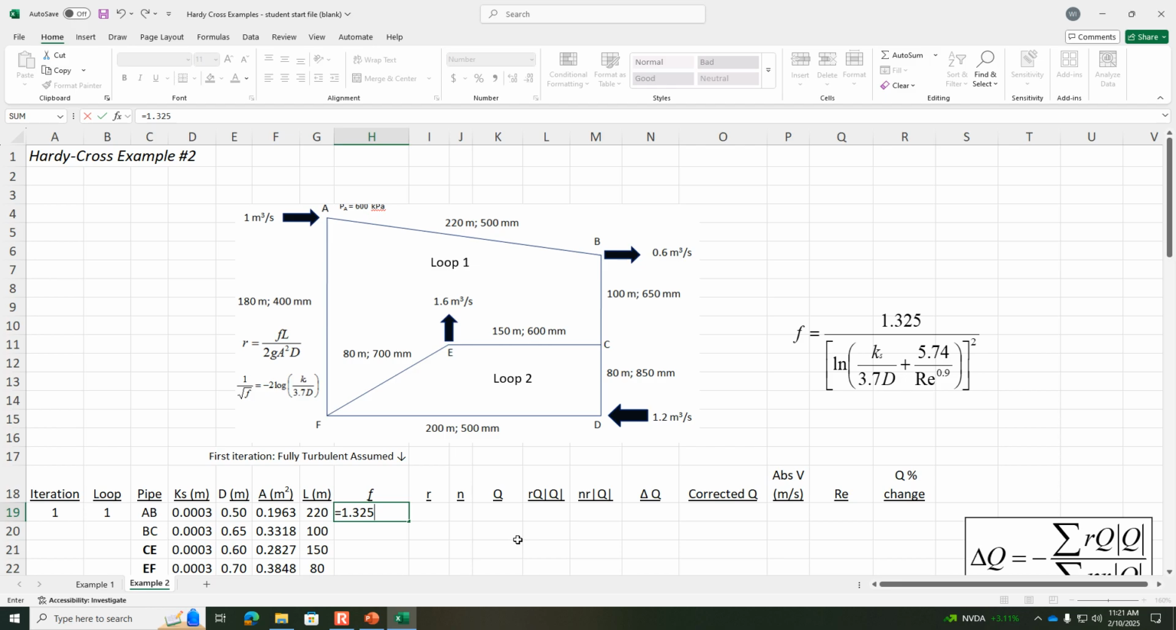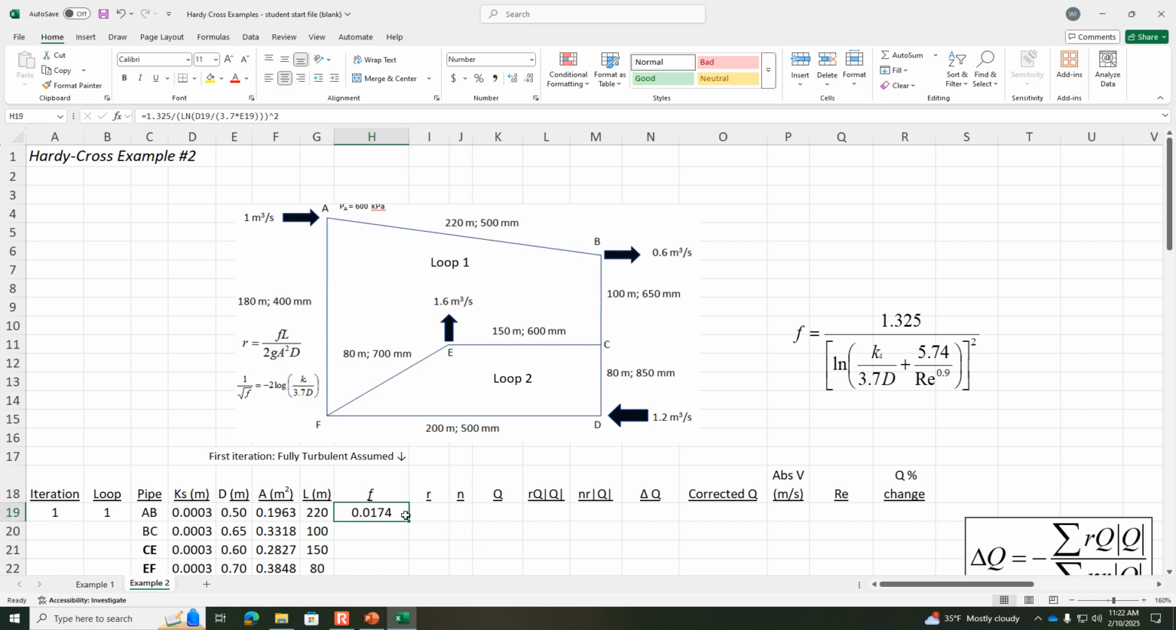1.325 divided by parentheses ln of K sub S divided by 3.7 divided by diameter. I've told you before about this little shortcut of having it divide by something twice rather than using the parentheses for the denominator. So that K sub S divided by 3.7 divided by d is the same as if I said K sub S divided by parentheses 3.7 times d close parentheses. Same thing. Okay, now I close parentheses for the logarithm, close parentheses for the denominator, and take it to the power of 2.